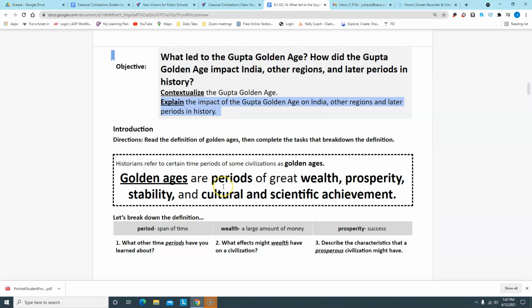So to answer our first major question, what is a Golden Age, and why is understanding what Golden Ages are important? Historians refer to certain time periods of some civilizations as Golden Ages. Golden Ages are periods of great wealth, prosperity, stability, and cultural and scientific achievement. So if I were to ask you, what are the characteristics of a Golden Age? You would answer wealth, prosperity, stability, cultural and scientific achievement.